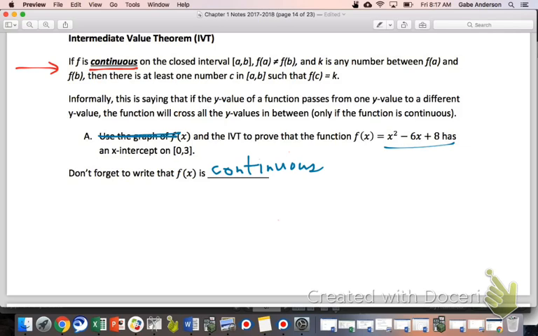So let's try that. Do you see he's saying let's plug in the 0, see what happens. Then let's plug in the 3, see what happens. We good with that? Okay, so let's try it. So f of 0 is what?